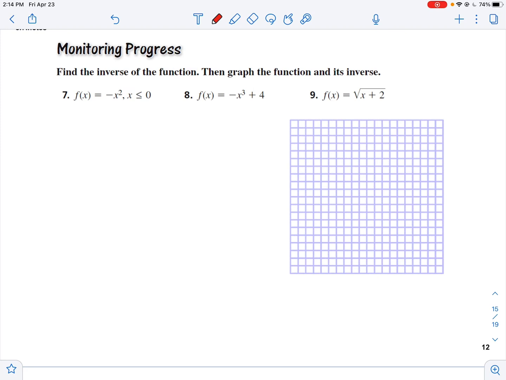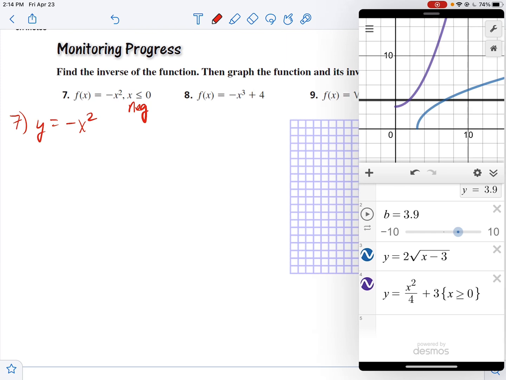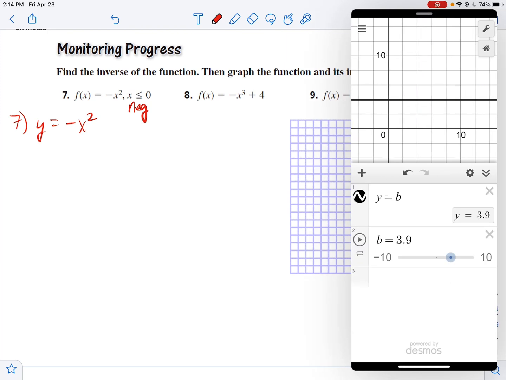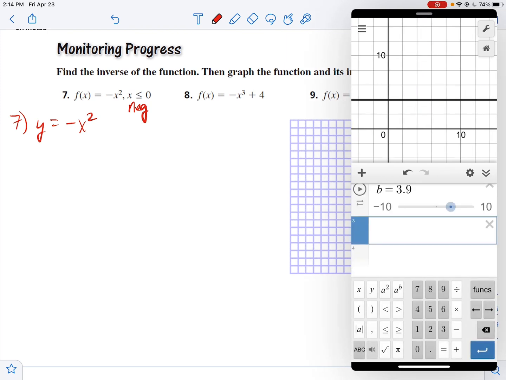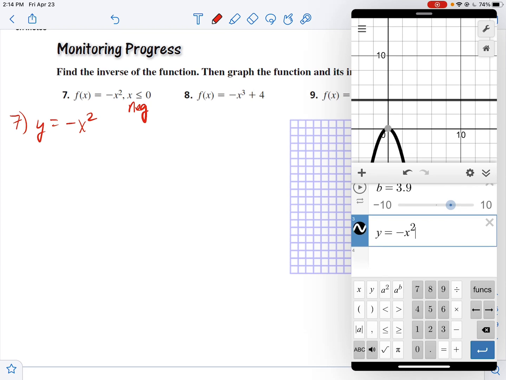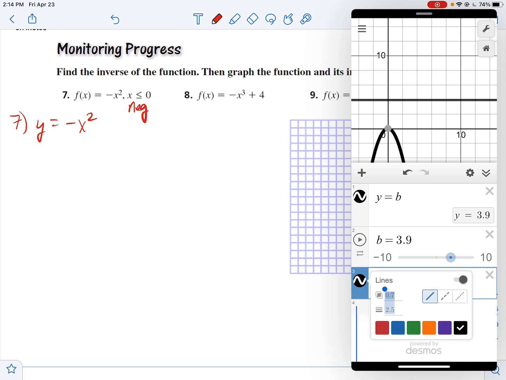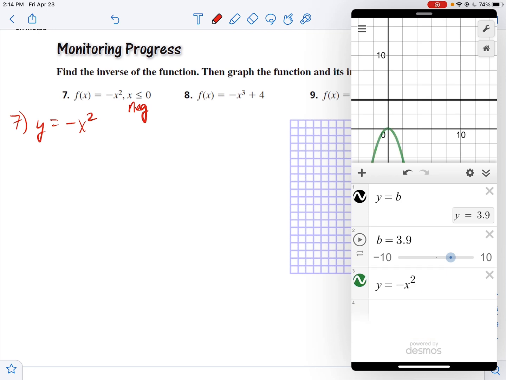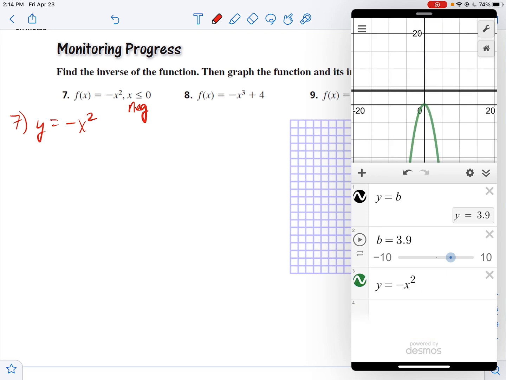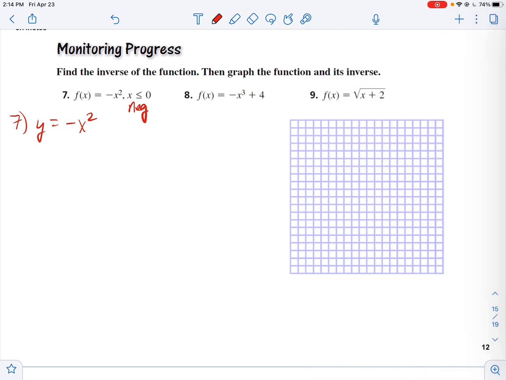All right, let's look at number 7. So number 7, I'm going to write y equals negative x squared. Now, it does say that x has to be less than or equal to 0. That means it's negative. I'm going to keep that in mind when my answer comes around. Okay, and we can get rid of those, but I will type in y equals negative x squared, just so I can see what the graph looks like. Let's change the color. Make it green. Okay. So it's just pointing down. That's all it is.